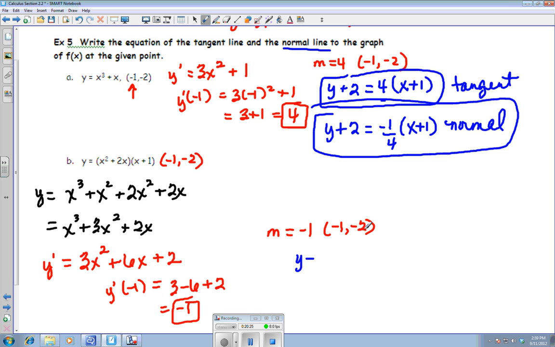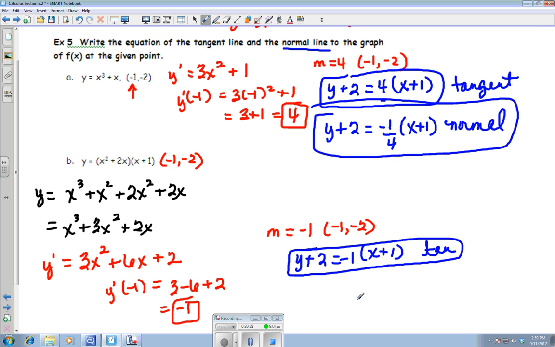y minus a negative 2, so that's plus 2, equals negative 1, x minus a negative 1, or plus 1. There's my tangent line. The normal line is going to be the exact same thing, but the negative reciprocal of this. The negative reciprocal of negative 1, when I flip it over and change the sign, I get positive 1.